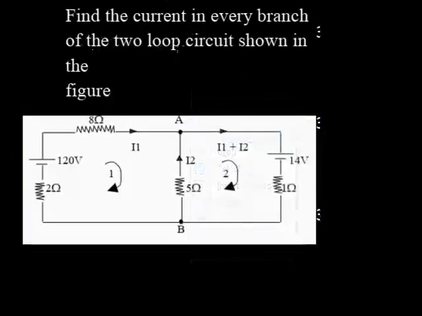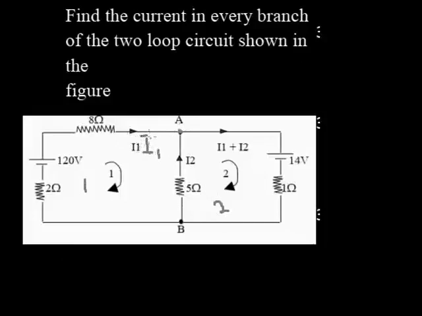It goes like this: find the current in every branch of the two-loop circuit shown in the figure. As you can see, this is a two-loop circuit. Here we have loop 1, and here we have loop 2. There's a junction here at A. There's a current I1, this current here is I1.